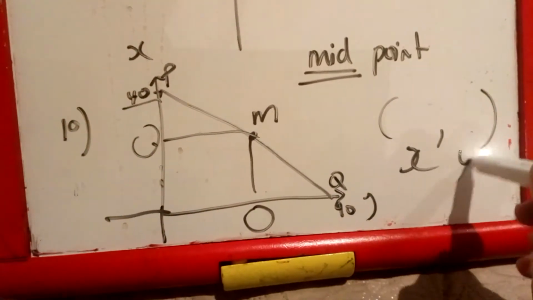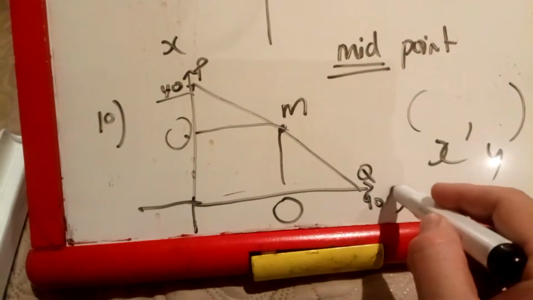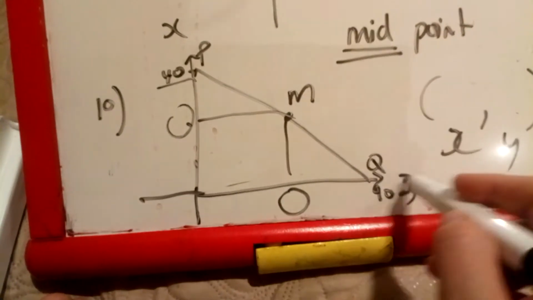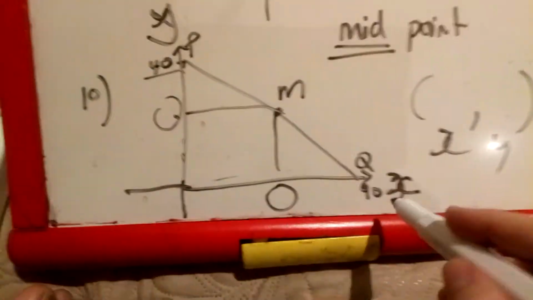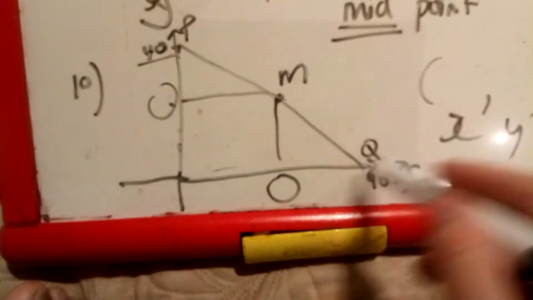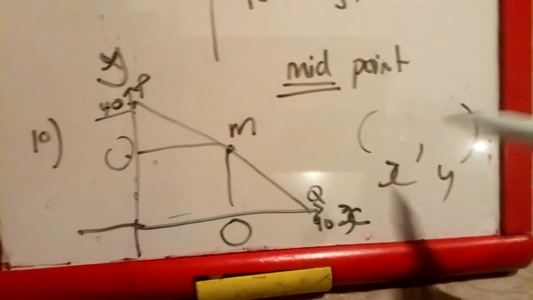The x-axis. What's on the x-axis? Sorry, this is not y. This is x, and that's y. Sorry, excuse me. So that's x. So write the x-axis here, and then the y-axis there, please.